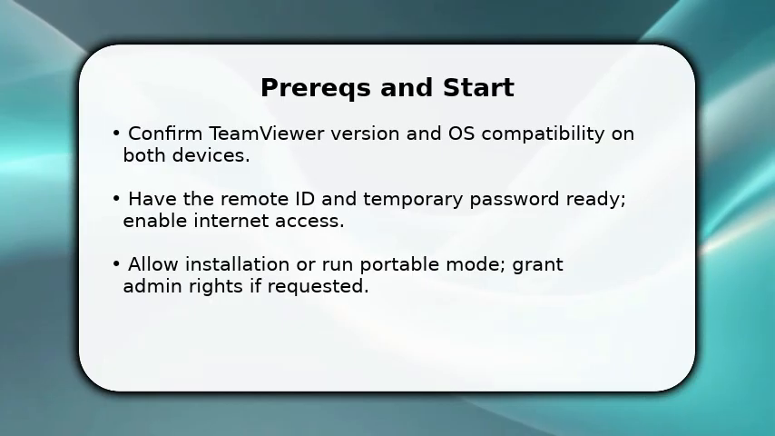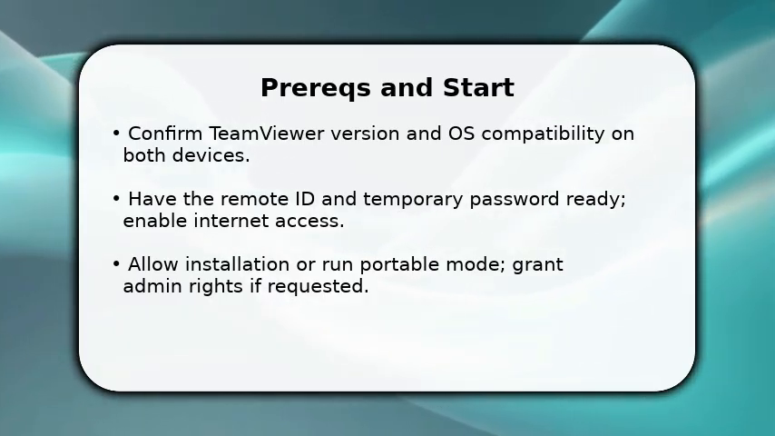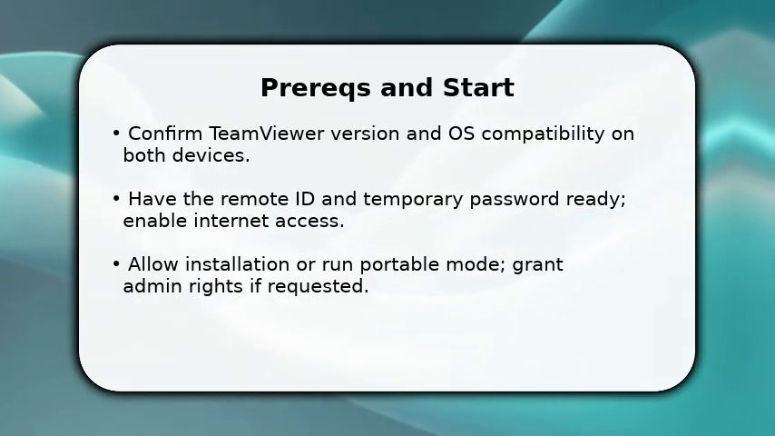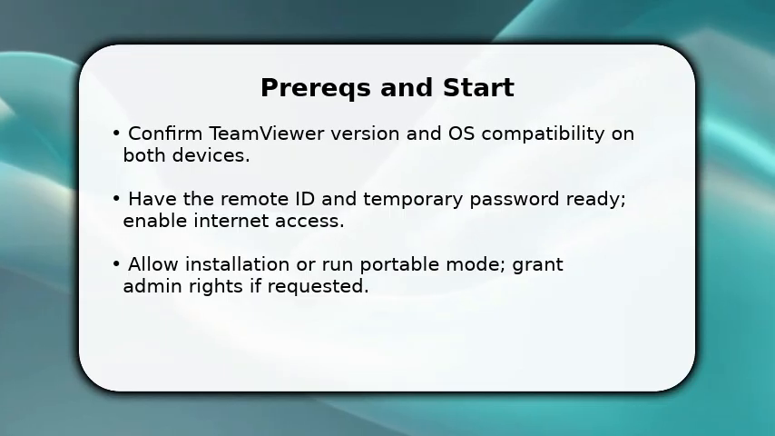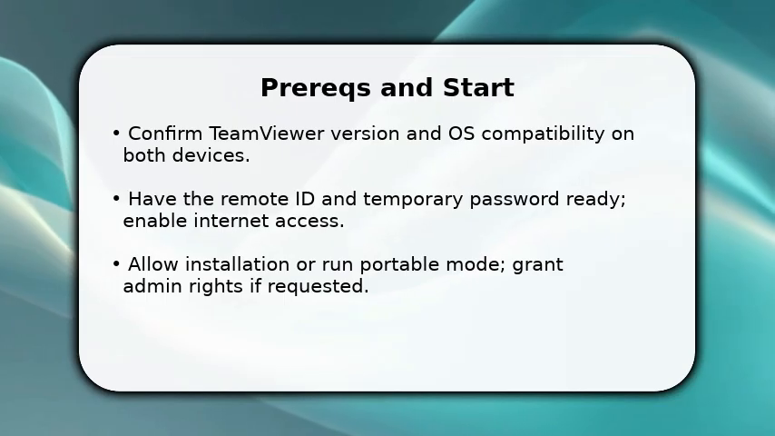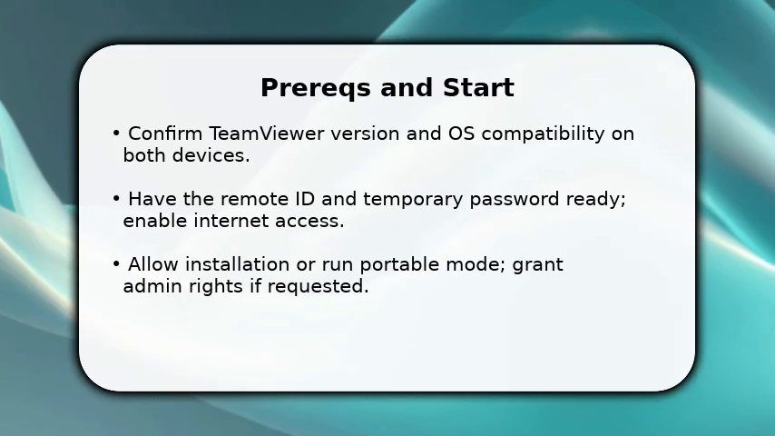You begin by checking prerequisites and initiating connection steps. Make sure both devices run a compatible TeamViewer version and have stable internet. This prevents handshake failures. Once verified, open TeamViewer on your machine and ask the remote user for their ID and password, or install unattended access for recurrent sessions.